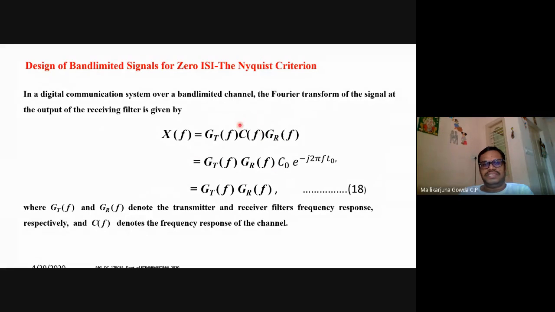And I know what is C of f, right? I have already defined what is C of f. So C of f is equal to, I said, C naught into e power minus j 2 pi f t naught. I'm just substituting the value of C of f here. And since this time delay t naught, we are setting it to 0, then e power 0 is 1. And I'm making C naught equal to 1. So with that, I can write X of f is equal to GT of f into GR of f. That's what is written here, right? I said GT of f and GR of f are the transmitter and receiver filter frequency responses. And I said C of f is the frequency response of the channel.